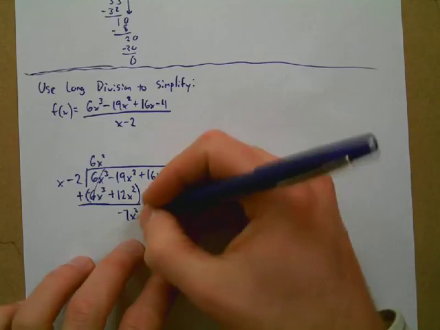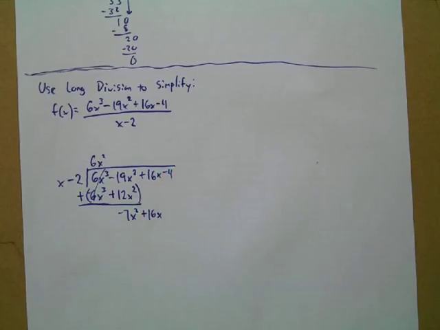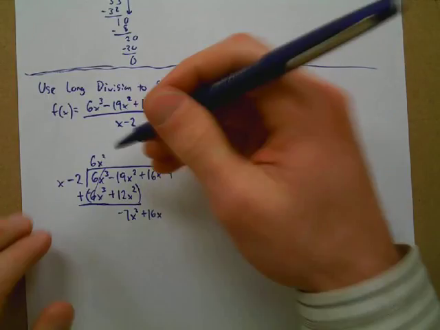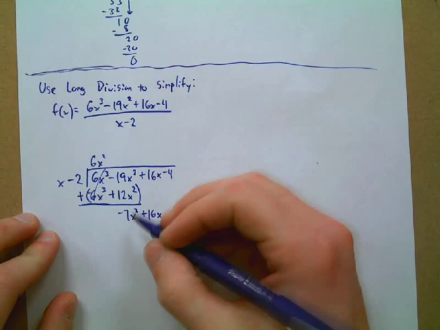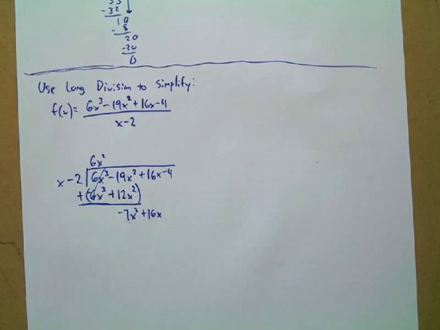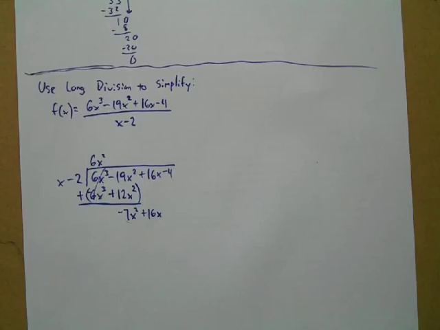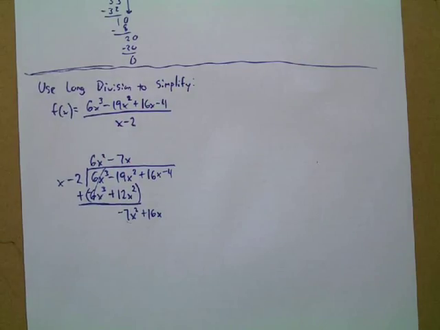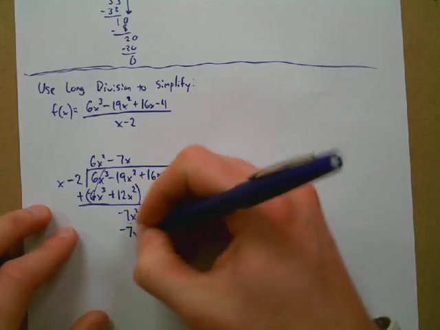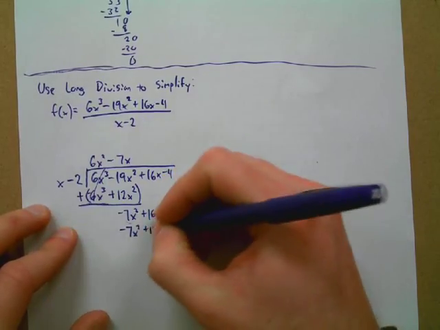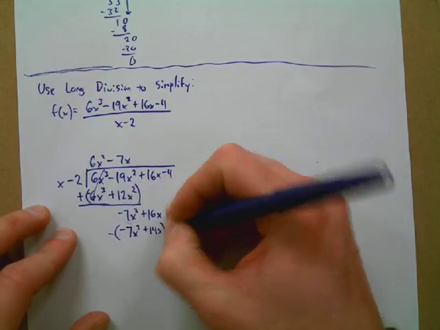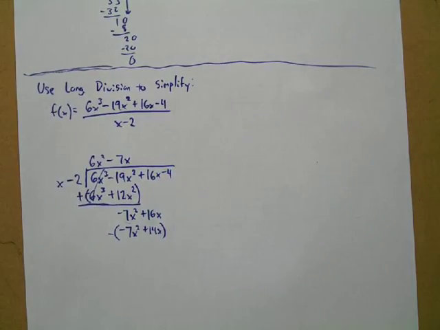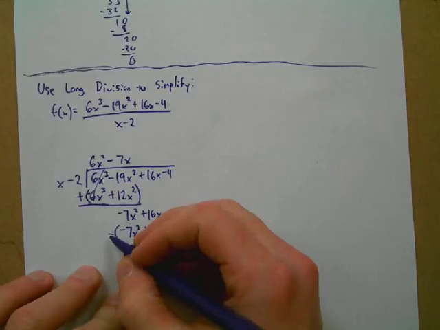And we ask ourselves the same question we did before. What times x will get us this negative 7x squared? So what do we need to multiply x by to get negative 7x squared? Negative 7x. Very good. So minus 7x up there. Then we get negative 7x squared, and then negative 7x times negative 2 is positive 14x. And again, we'll subtract the quantity, but because I'm simple, instead of subtracting, we'll do plus the opposite. So the 7's cancel like they should, and then 16 plus negative 14, 2x.